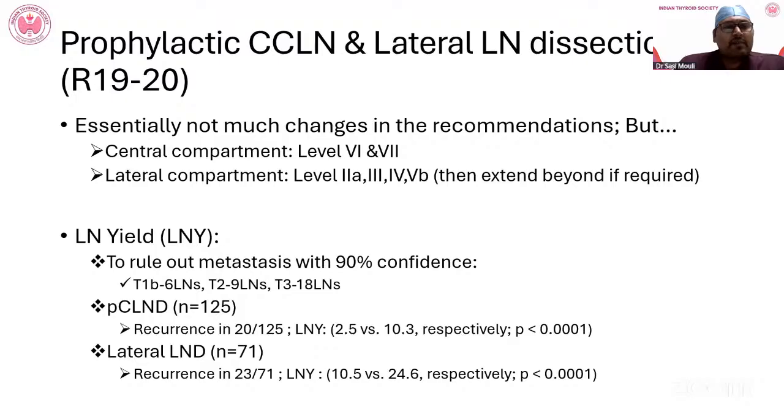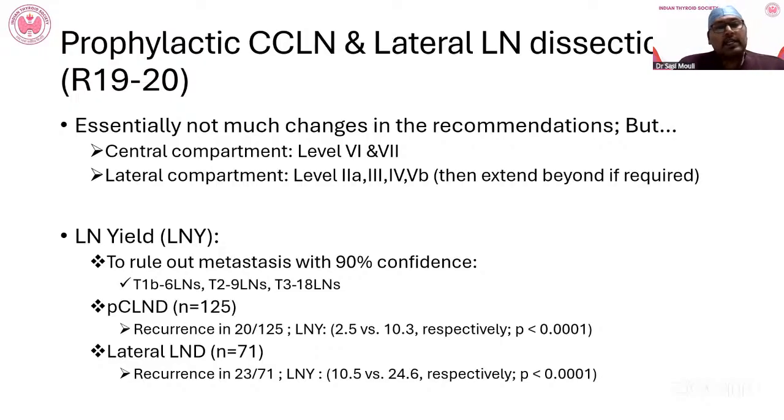Now, there are two things which have been included in this particular guideline, that is lymph node yield and lymph node ratio, which is a very good thing. The lymph node yield to rule out metastasis with 90% confidence: for T1B lesions, at least 6 lymph nodes have to be there. For T2 lesions, 9, and T3, 18 lymph nodes. So it is difficult to say whether we can include or not, but as the size increases, the lymph node involvement also goes up, and the surgeon has to be very judicious in doing the lymph node dissection.